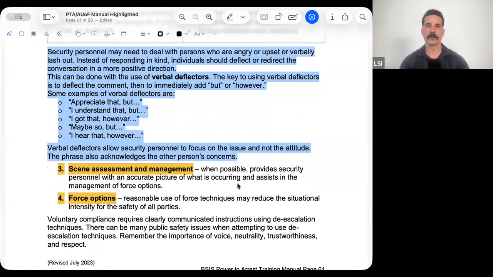Some examples of verbal deflectors are: I appreciate that, but; I understand that, but; I got that, however; maybe so, but; I hear that, however. Verbal deflectors allow security personnel to focus on the issue and not the attitude. The phrase also acknowledges the other person's concerns.